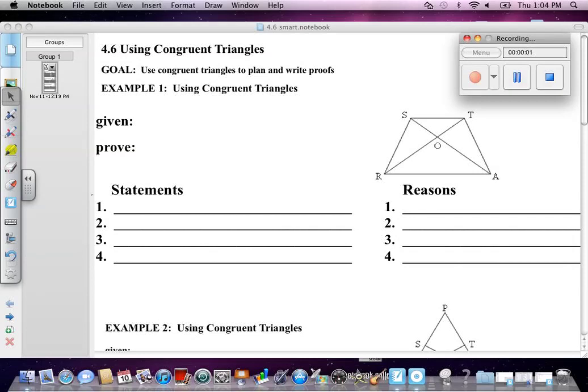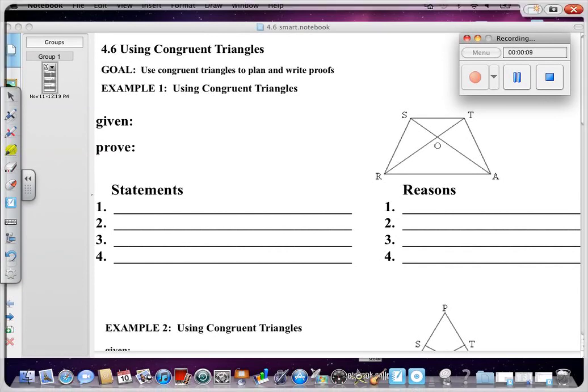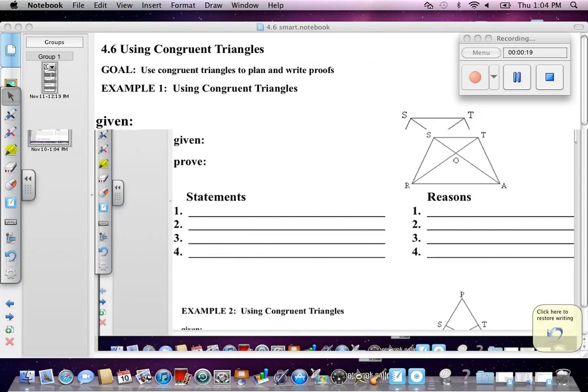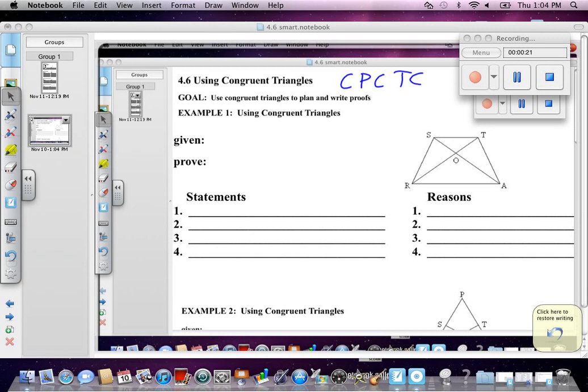All right, we're looking at 4.6, which is using congruent triangles. Okay, I think I've talked about this before. It is called CPCTC. What does that stand for, guys? Anybody remember? CPCTC.